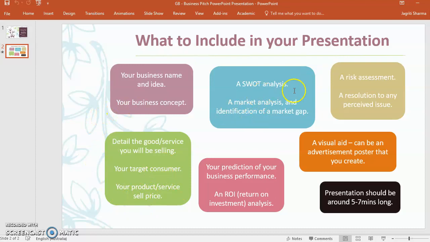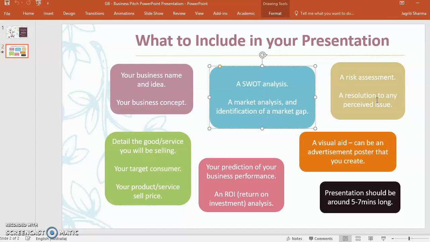Next is the SWOT analysis. We have done that heaps of times in class now, so you should be able to do that on your own. Then market analysis and identification of a market gap. Sorry, SWOT stands for strengths, weaknesses, opportunities, and threats. Now, risk assessment and a resolution to any perceived issue. Is there any risk when you run this business in Craig Event Center? What is that risk? What is the resolution? What can you do to avoid that risk?